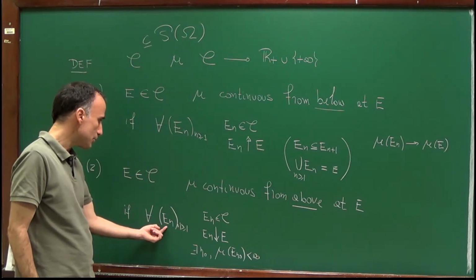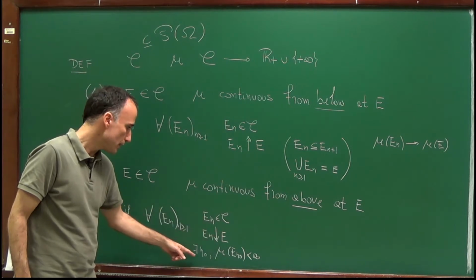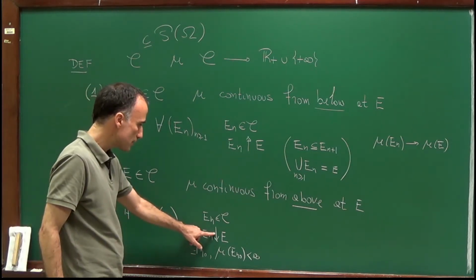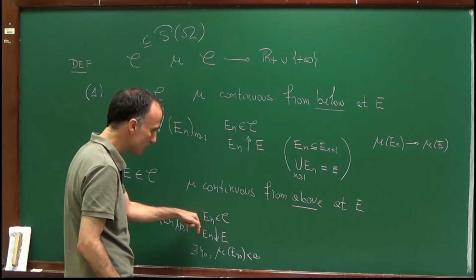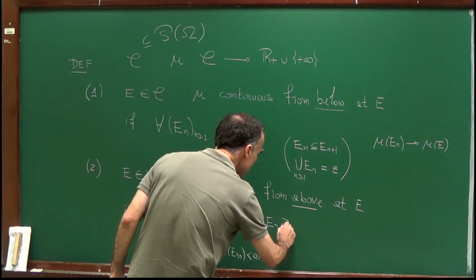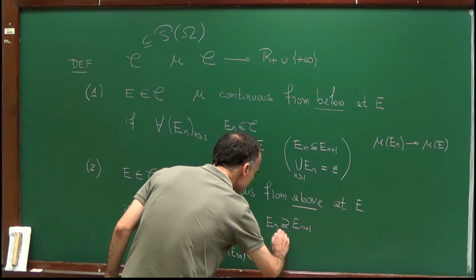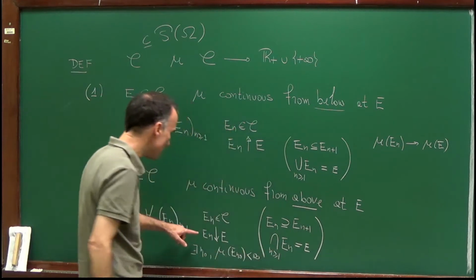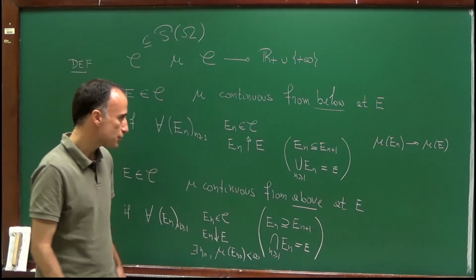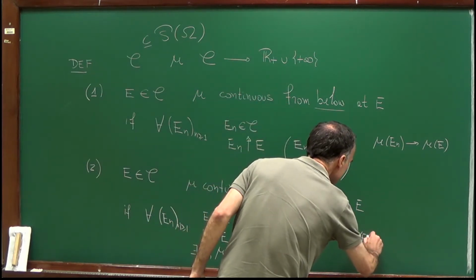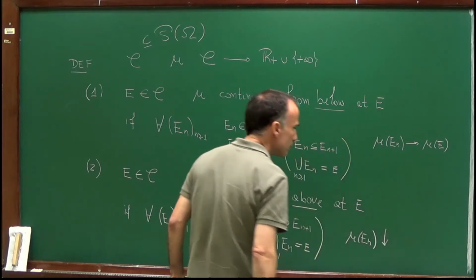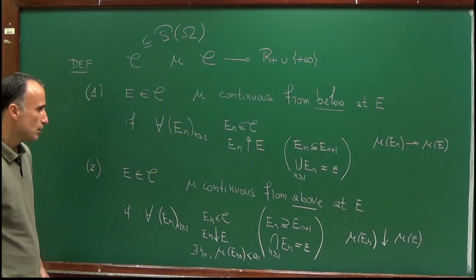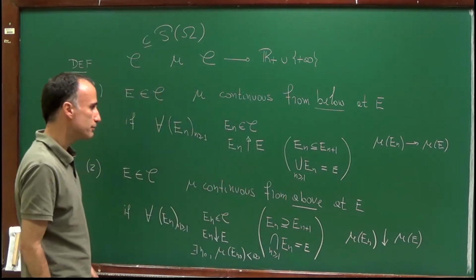So if I take any sequence En in C which decreases to E and for which there exists an integer N0 for which mu of En0 is finite, and by this symbol here I mean something very similar now, that the sequence En decreases, which means that En contains En plus 1 and that the intersection of En is equal to E. So this is the meaning of En decreases to E. So for any such sequence En, we have that mu of En converges and since it's a decreasing sequence, it decreases to mu of E. Right? So this is the definition of continuous from below and continuous from above.